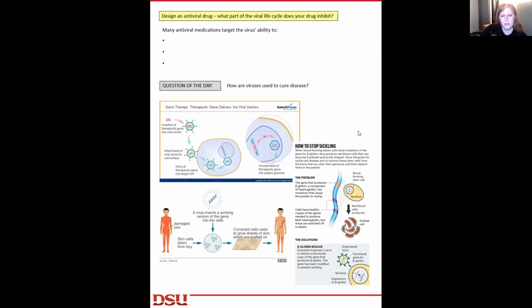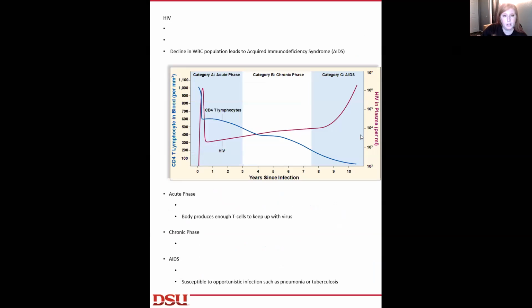Is this the last page? No, for some reason I thought that was the last page.